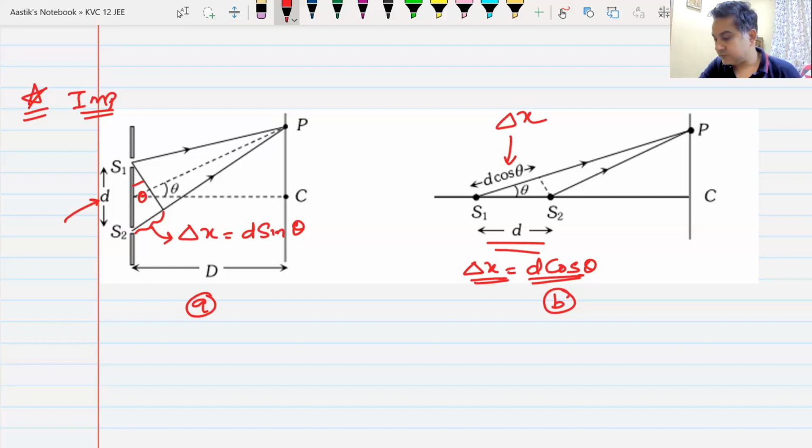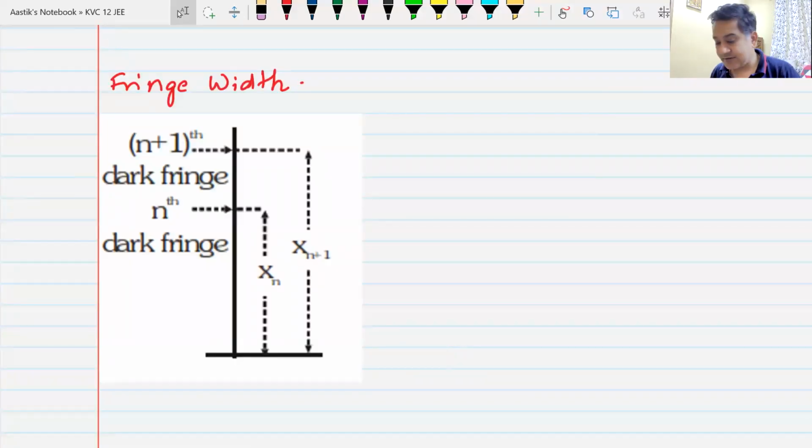Yes, sir. Okay, so the next heading that we are going to write is known as your fringe width. What do you understand by fringe width? Fringe width is the distance between any two successive bright fringes or any two successive dark fringes. It is denoted by the letter beta.